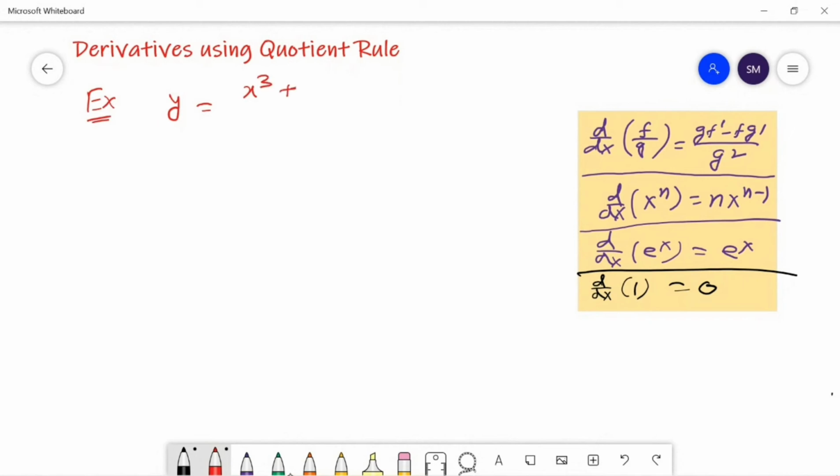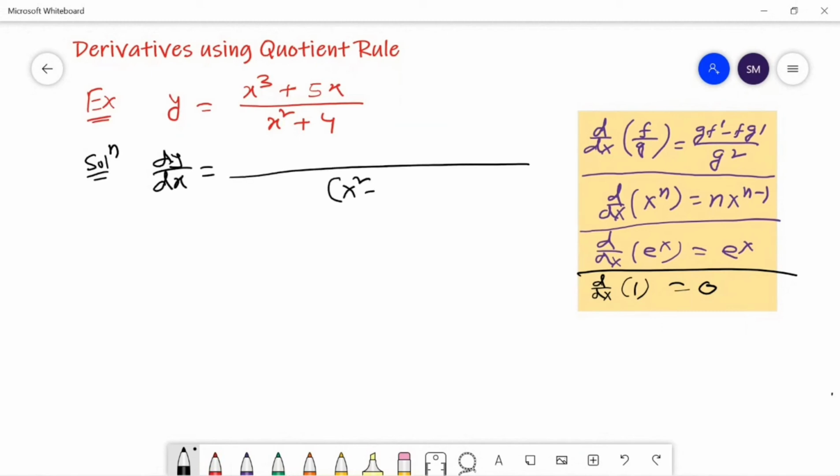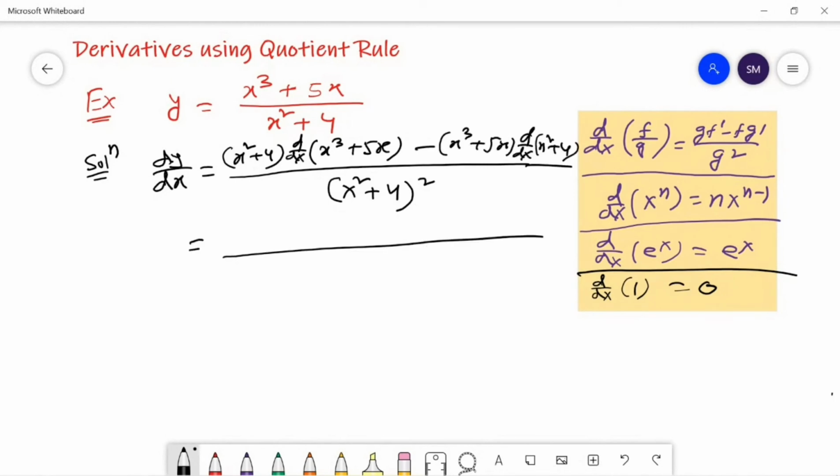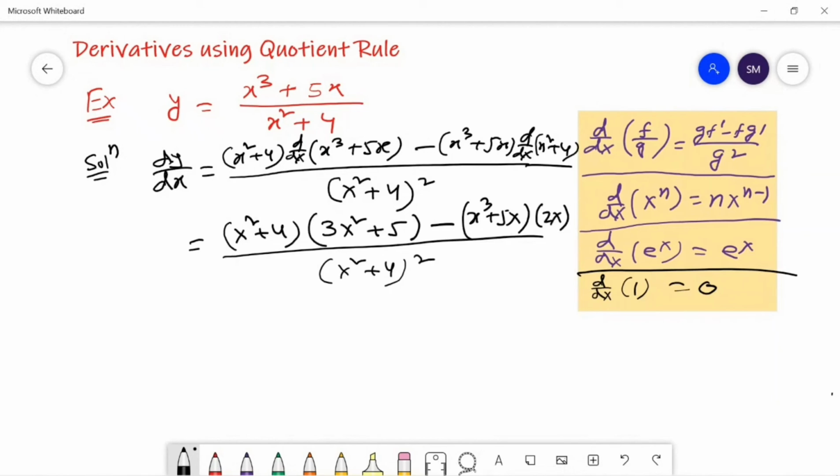Our next example is the derivative of a rational function. Clearly, in this case, we can apply the derivative rule directly. So dy/dx is equal to x square plus 4 whole square in the denominator, x square plus 4 times the derivative of the numerator minus the numerator times the derivative of the denominator. So with simplification, the denominator x square plus 4 whole square as it is, x square plus 4, the derivative of x cube plus 5x is 3x square plus 5, and the derivative of x square plus 4 is 2x.